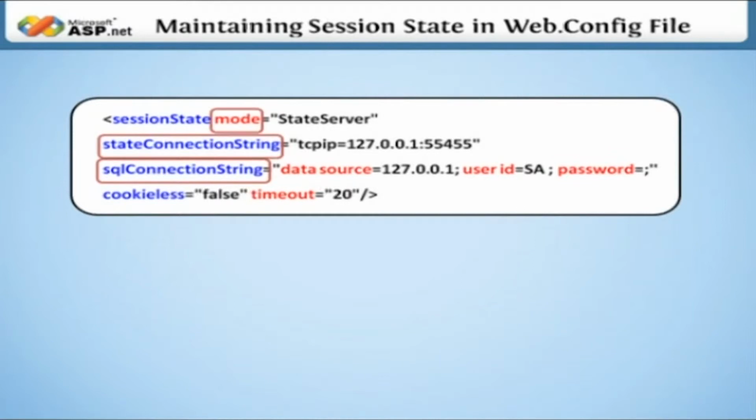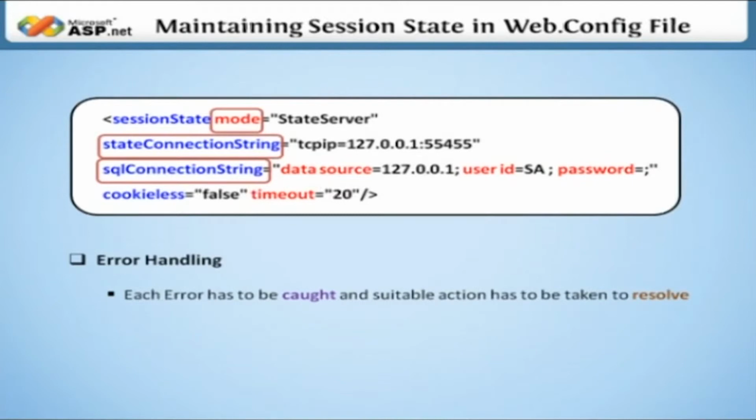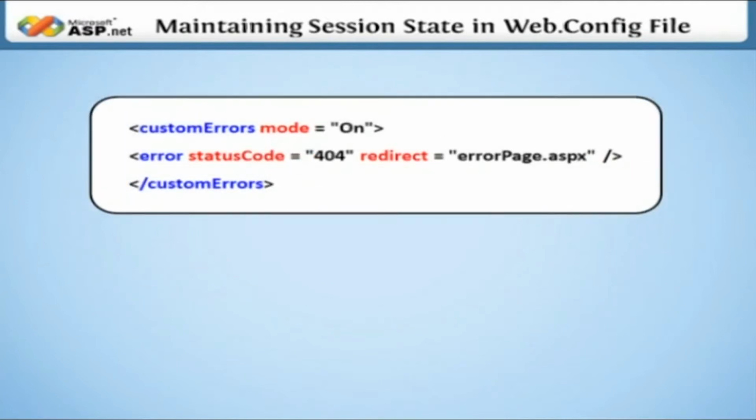Now we'll see how to write code for handling custom errors in the Web.Config file. Error handling is one of the most important parts of any web application. Each error has to be caught and suitable action has to be taken to resolve that problem. Here is the sample code which has been written in the Web.Config file.